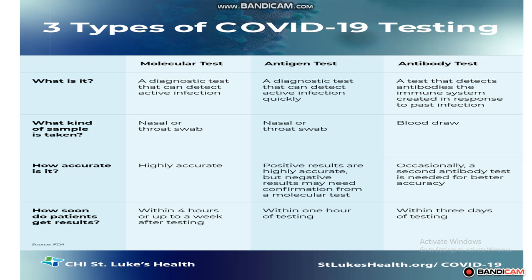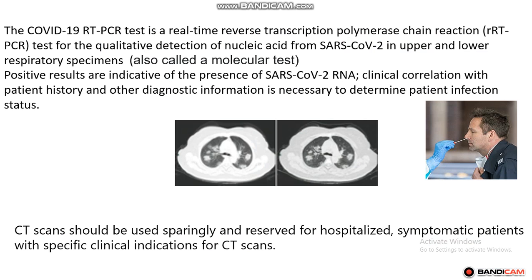Coming to the antibody test, a test that detects antibodies the immune system created in response to past infection. The person may not know that they were affected in the past, because they may not have had any signs and symptoms. So to identify whether the patient has any antibody against COVID-19, we do this antibody test through the blood. Occasionally a second antibody test is needed for better accuracy, and we get the result within 3 days.